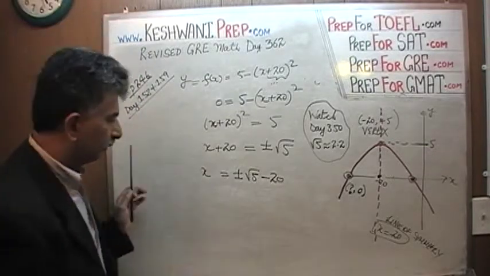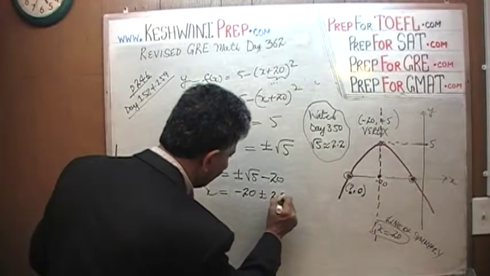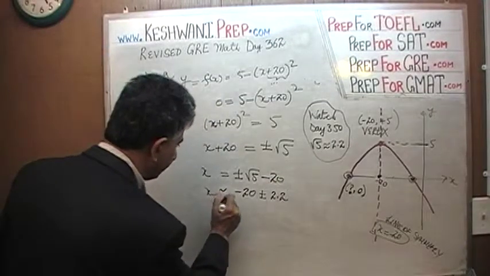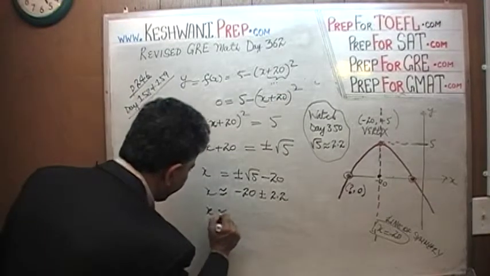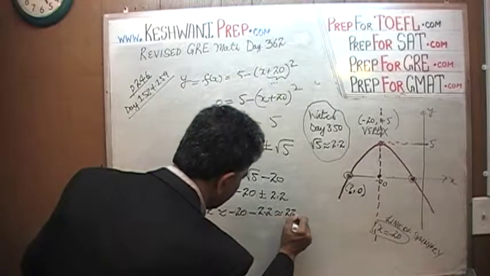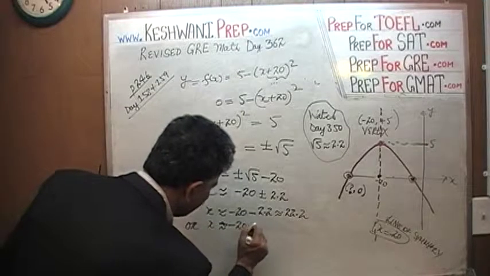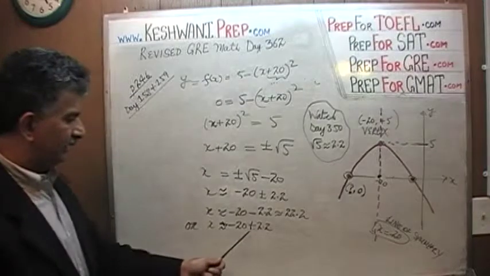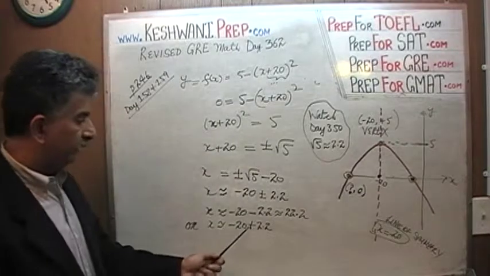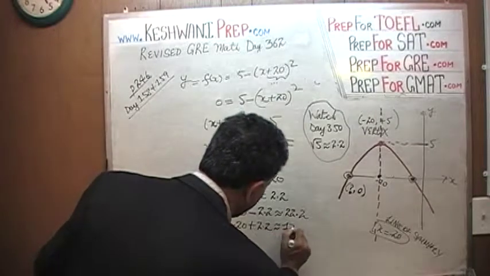So anyways, this is 2.2. So x equals negative 20 plus or minus 2.2. Now we can no longer say x equals, because this is approximate. So we have to say x is approximately negative 20 minus 2.2, which means it is negative 22.2, or x is approximately negative 20 plus 2.2. Negative 20 plus 2 would have been negative 18, so it's going to be approximately negative 17.8.